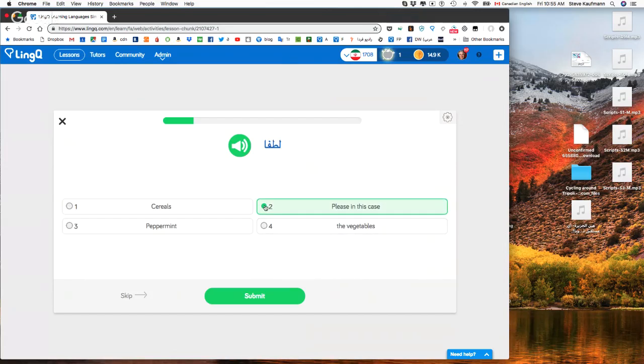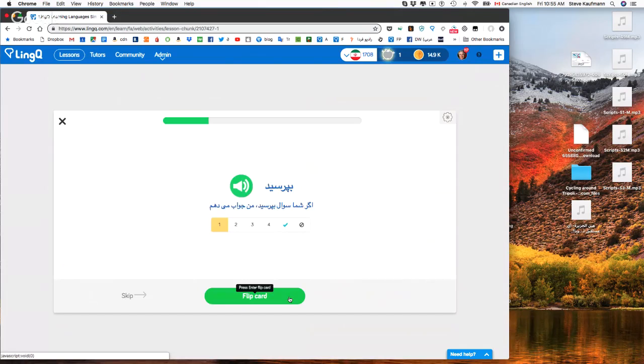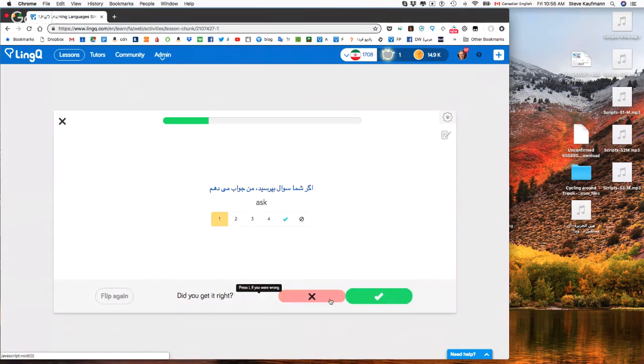Lotfan, hope. That's when I know. Lotfan, please. And here is bepor seed. Bepor seed, I think means to be afraid, but I'm not 100% sure. Age shomo sool. Answer. Bepor sad man jolob midaham. I will give you the answer. Age shomo sol. If you ask me something, I'll give you the answer. Something like that. Ask. All right.